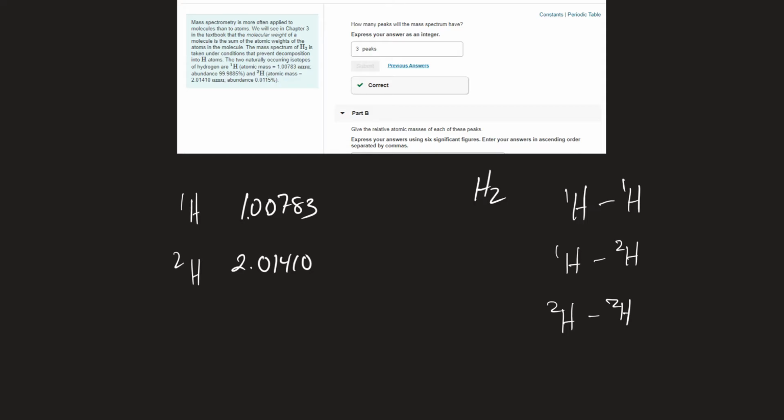And so the total mass for this first one is 2 times 1.00783. Right? The next one would be the mass of hydrogen 1 plus the mass of hydrogen 2. Right? So this mass plus this mass is going to give you this. And then for this isotope of the molecule of hydrogen, it'll simply be 2 of these guys.